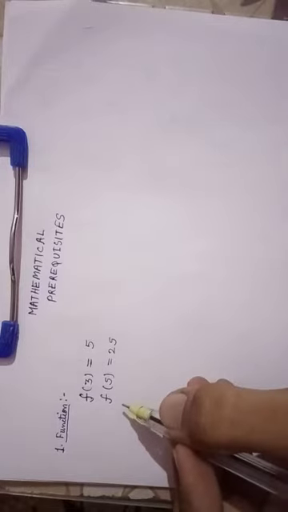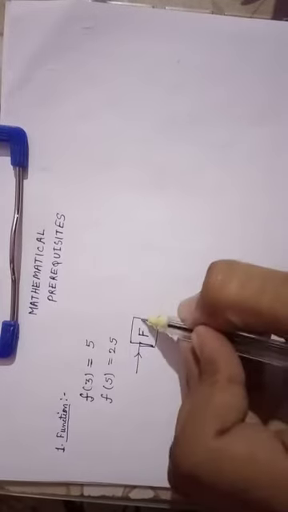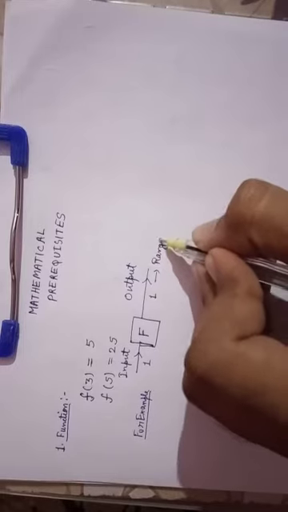Now what we actually mean by a function is that the function is like a machine. This is a machine which is denoted by f. Here is the input and this one is the output. Let's say, for example, we input 1 and we get 1. The output which we got is known as range, and this is known as domain.